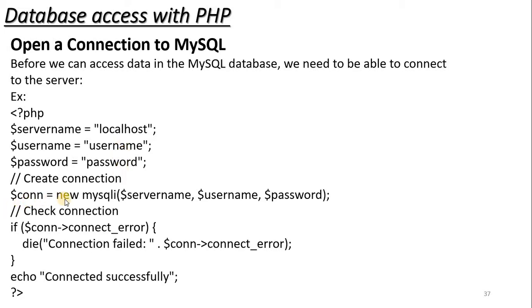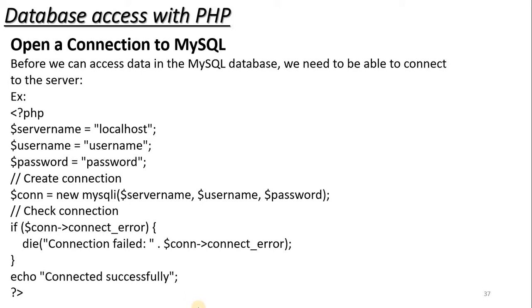So $connection is equal to new mysqli(servername, username, password). This is how you are going to create a connection. For checking whether the connection is successful or not, you have a condition: if $connection->connect_error. This is a predefined one. If the connection has failed, it will get enabled and that will be printed: die("Connection failed"). If you are not able to connect to the server, that happens; or else if you connect to the server without any problem, then this particular message will be printed: connected successfully.